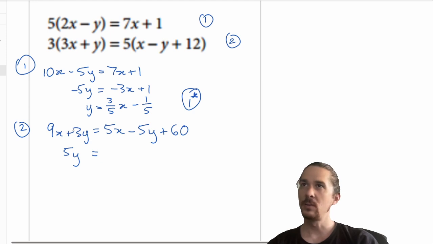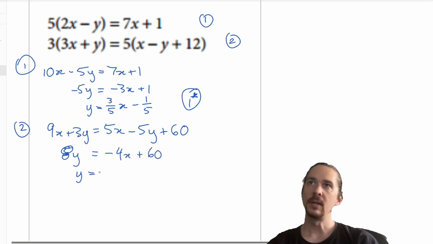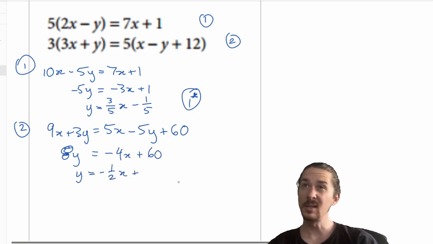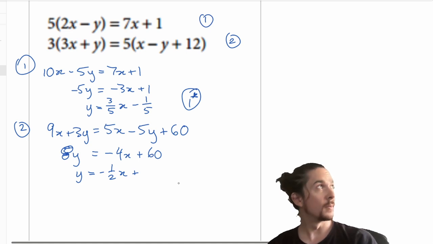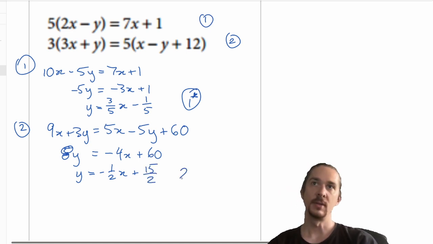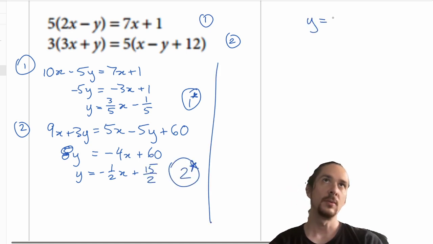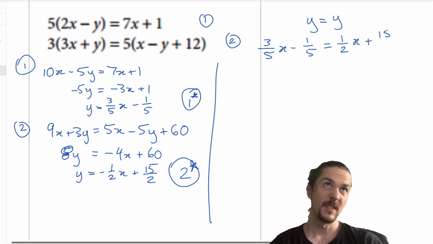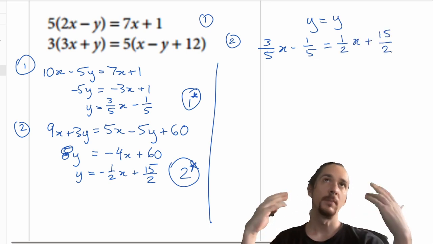Here we have 12. Sorry, no, hold on. That gets added to the 3y. That's 8y. Subtract the 9, so we have negative 4x plus 60. Divide everything by 8, we get negative 1/2 x plus 60 over 8 is 30 over 4 is 15 over 2. Okay, and so that is 2 star. Y equals y, or in other words, 3/5 x minus 1/5 equals 1/2 x plus 15 over 2. Now I'm going to multiply both sides by 10.